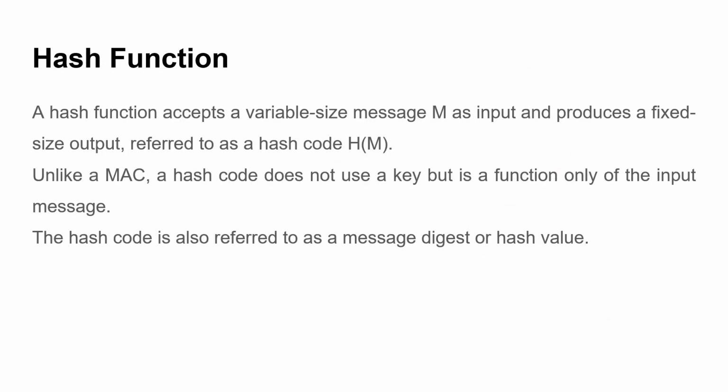So moving on to hash functions. A hash function accepts a variable size message M as input and produces a fixed size output, referred to as the hash code. Unlike a MAC, a hash code does not use a key but is a function only of the input message. So the hash code is also referred to as a message digest or hash value.